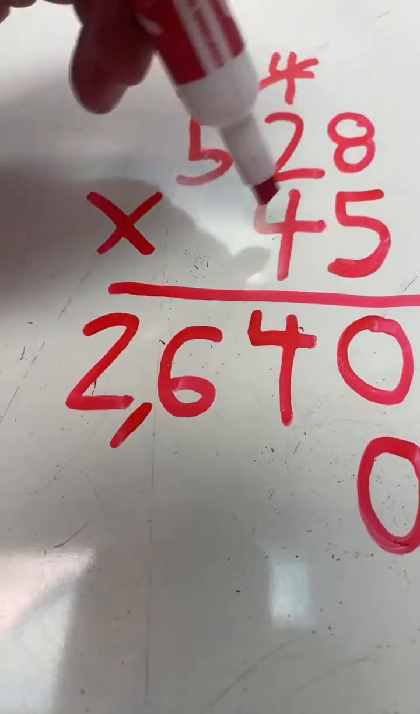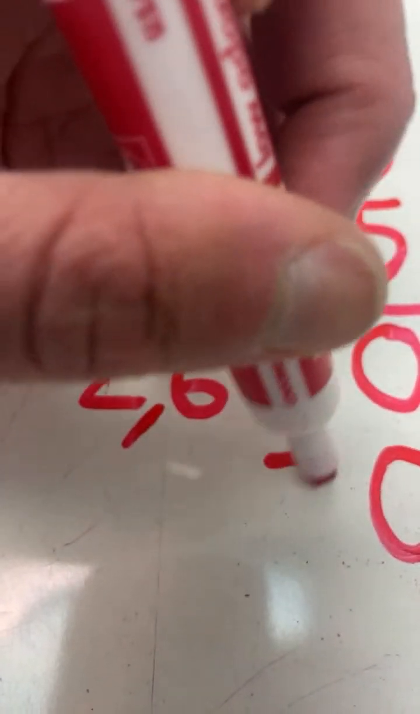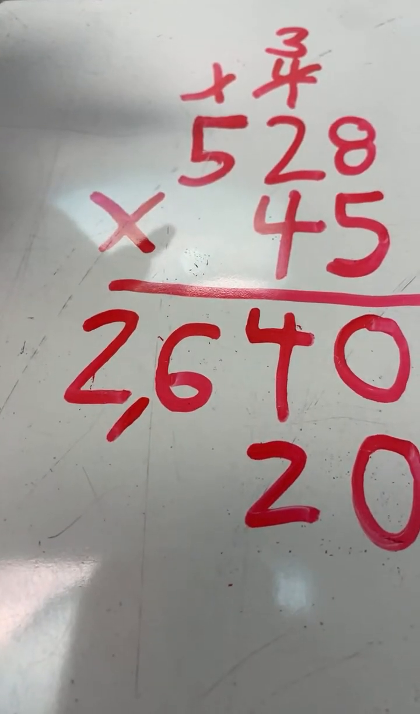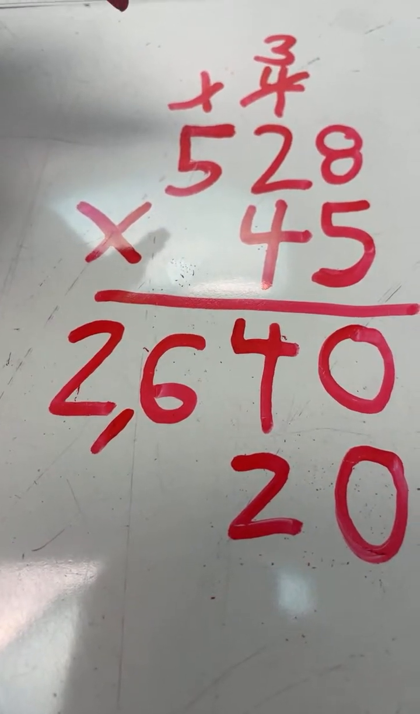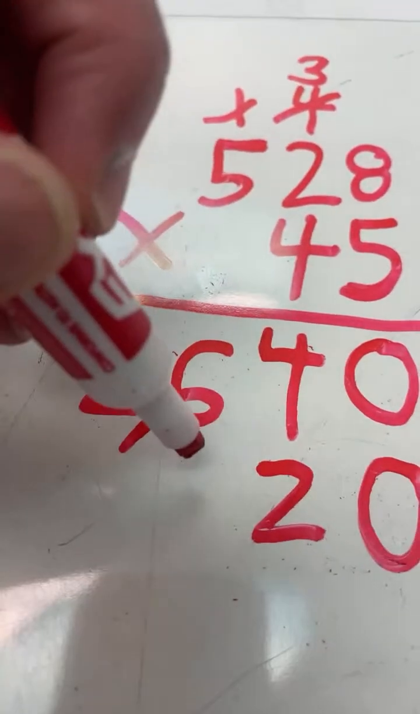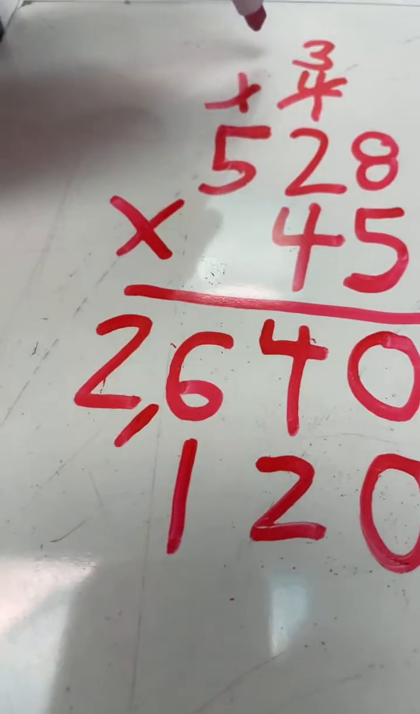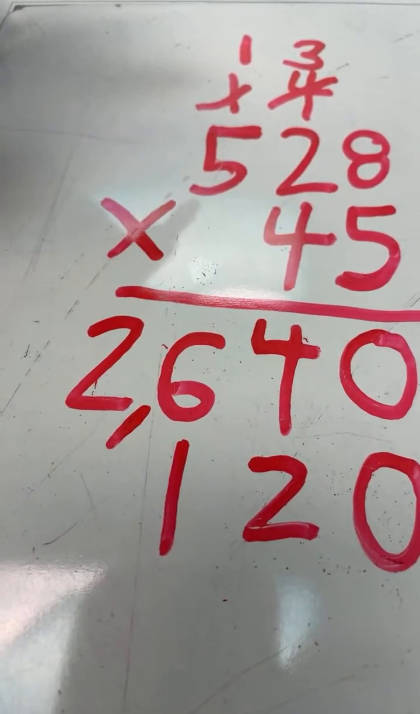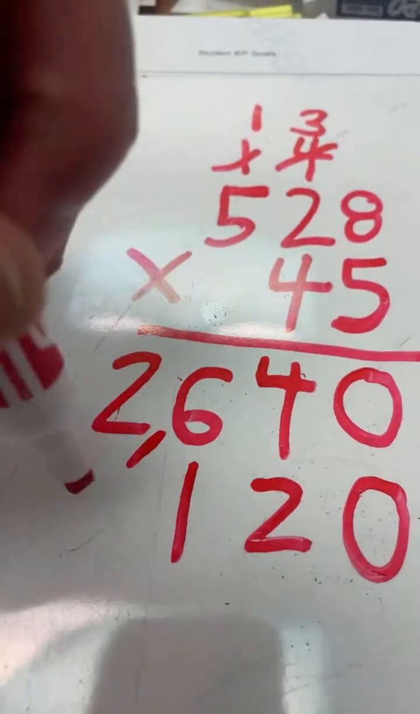So next we multiply 8 times 4. 8 times 4 equals 32. 2, carry the 3. 2 times 4 equals 8, plus 3 equals 11. 1, carry the 1. 5 times 4 equals 20, plus 1 equals 21.